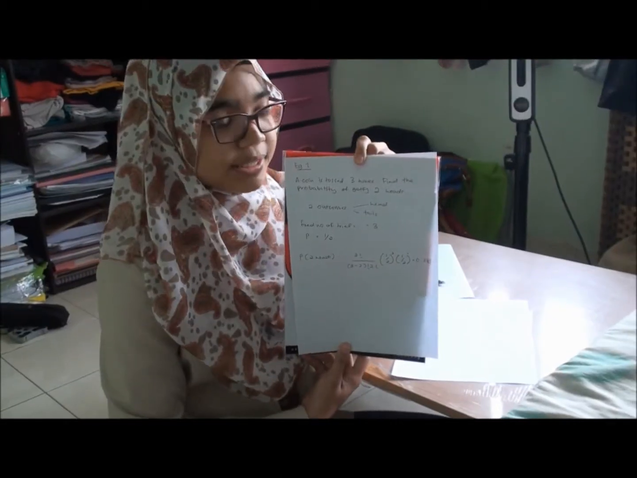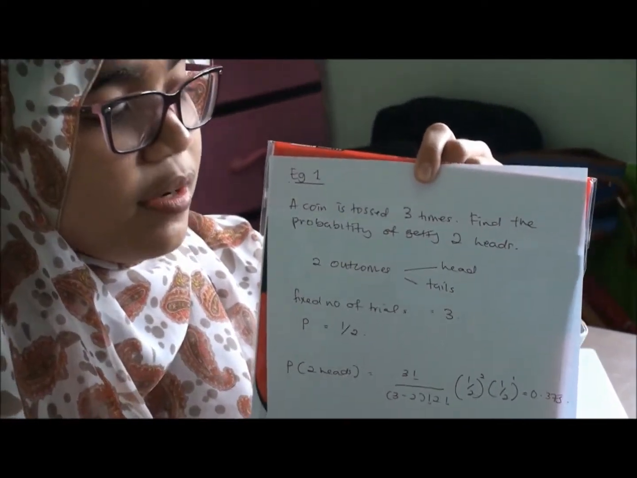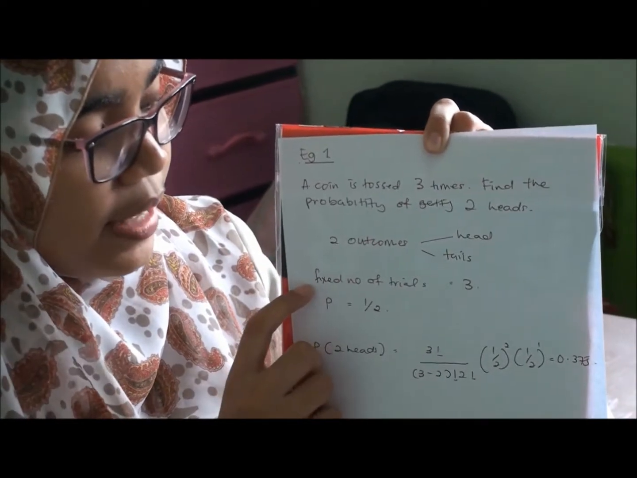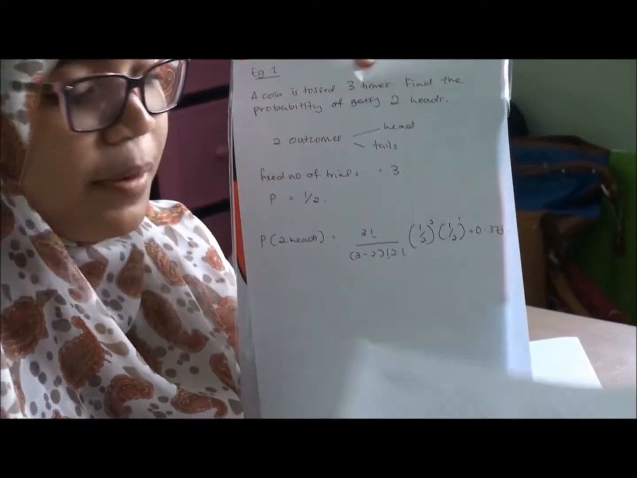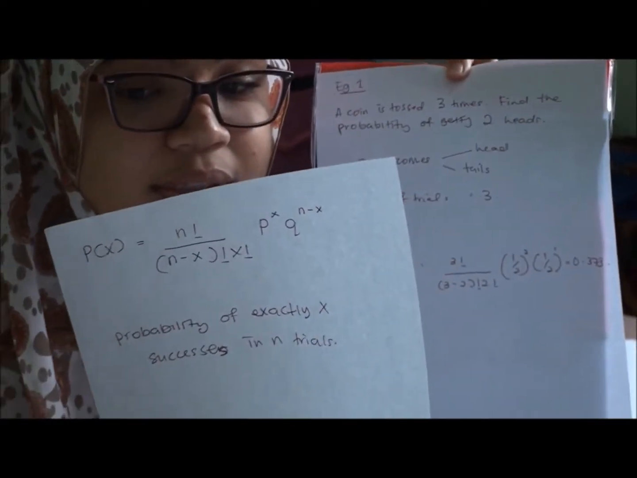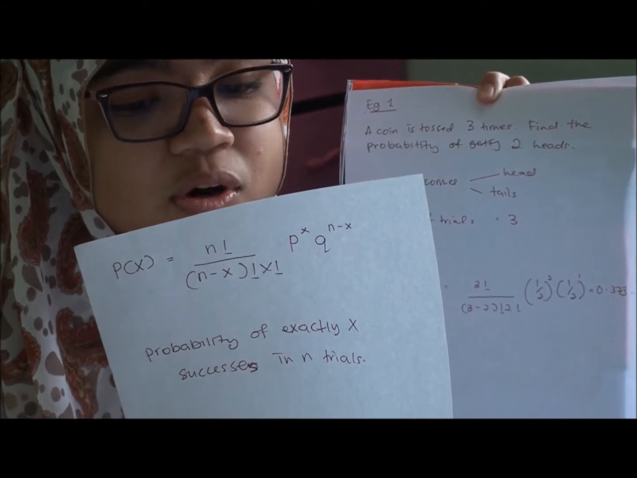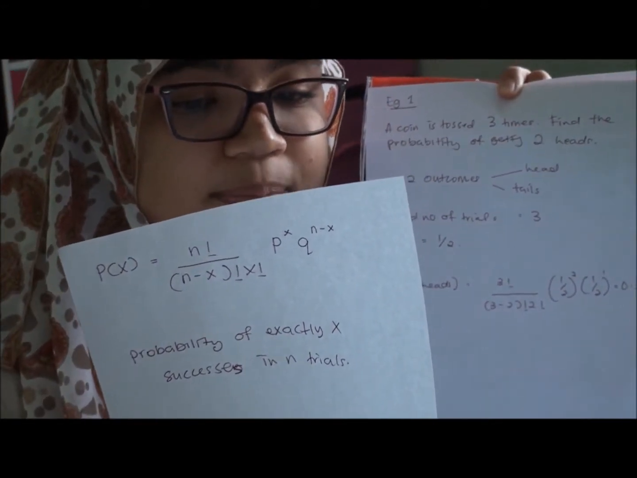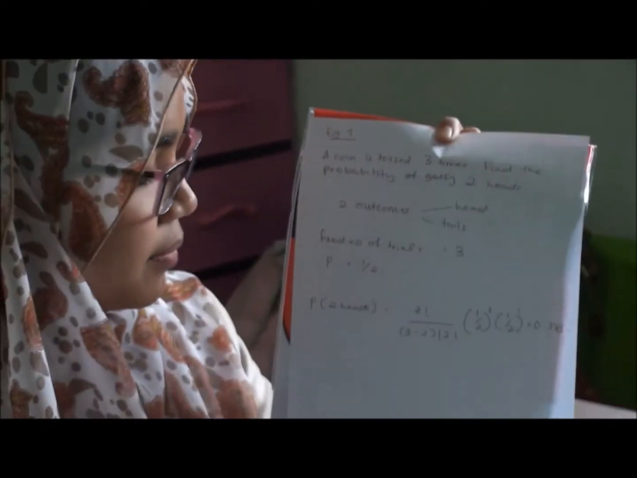Example 1. A coin is tossed 3 times. Find the probability of getting 2 heads. N equals 3, p is equal to half. You plug into this formula, where P of x is equal to n factorial over n minus x factorial times x factorial, times p to the power of x, q to the power of n minus x.